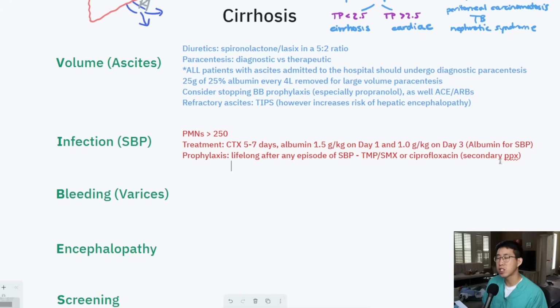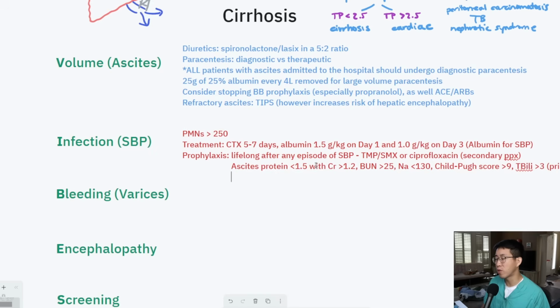We also have indications for primary prophylaxis for patients with very low total protein in their ascites fluid and with any degree of renal and hepatic impairment. The indications for this would be ascites protein less than 1.5 with any of the following: creatinine greater than 1.2, BUN greater than 25, sodium less than 130, a Child-Pugh score greater than 9, or a total bilirubin greater than 3. All right, so that would be primary prophylaxis.